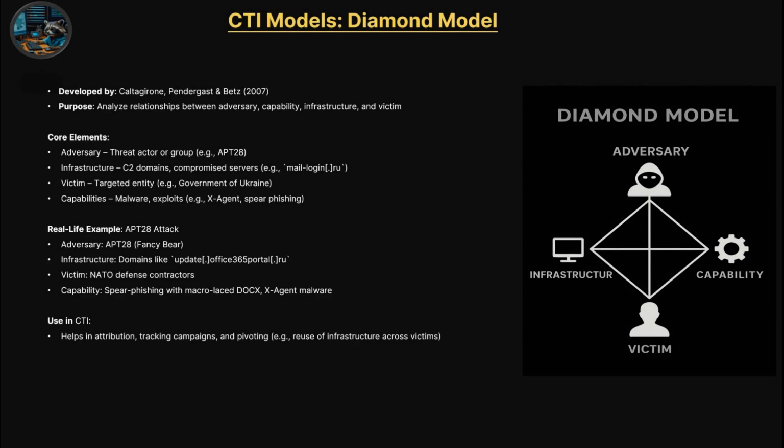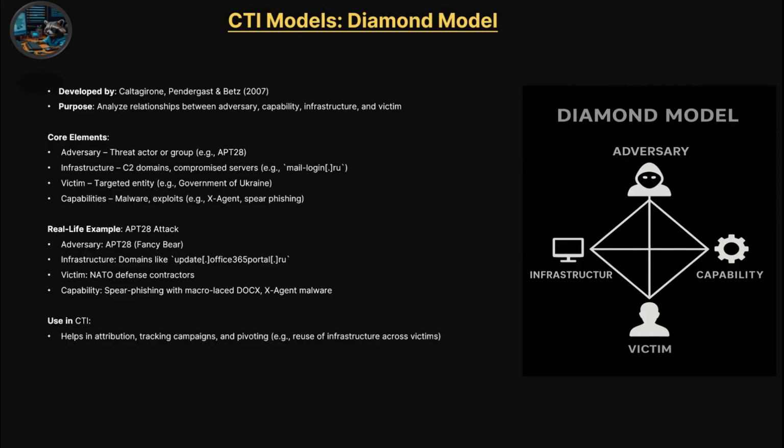Second model is the Diamond Model. The Diamond Model includes your adversary, capability, victim, and infrastructure, which was developed by Caltagirone, Pendergast and Betts in 2007. Apologies for my pronunciation. What was the purpose? Analyze the relationship between adversary, capability, infrastructure, and victim. So these types of models, it all depends upon the consumer type. Okay. So when we will look for the report, these models will make more sense to you.